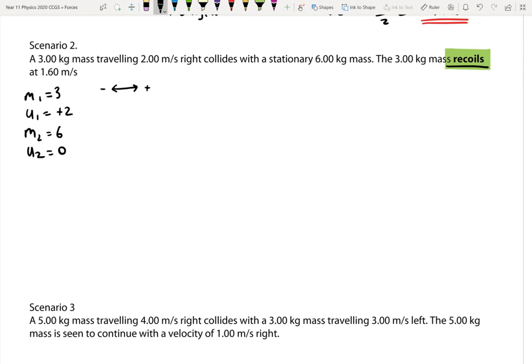Ooh, they travel backwards. All right, Cameron wasn't watching. We're never going to repeat that experiment ever again. Here we go. All right, they recoil.